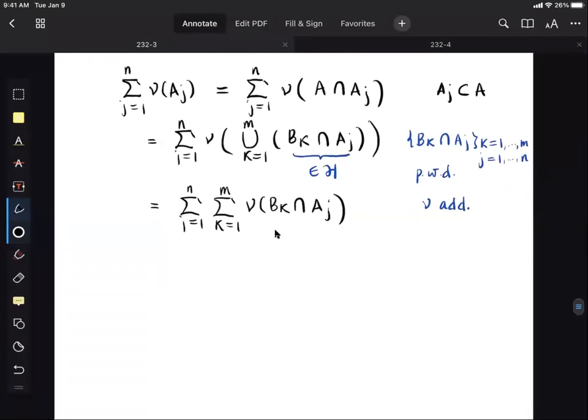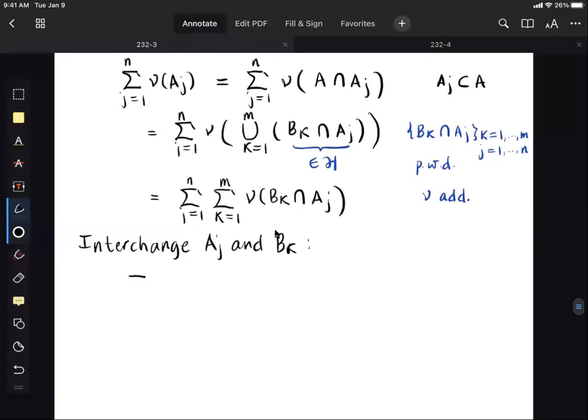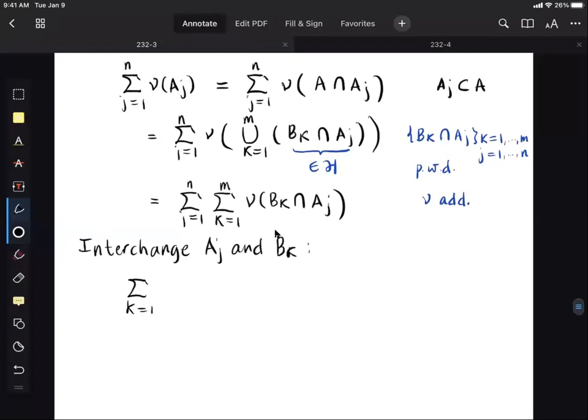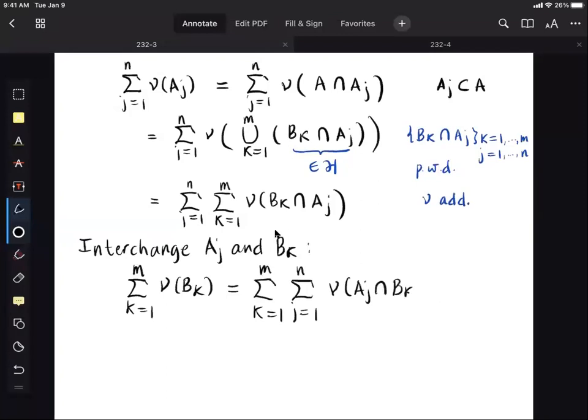Now you do the same process. If you interchange the roles of A sub j and B sub k, in other words, what if I start with the content of the B sub k's, k from 1 to m, then you do the same. So in the last equation, you interchange the roles of B sub k's and the A sub j's. So the summation would be reversed, and A sub j and B sub k would be reversed as well.